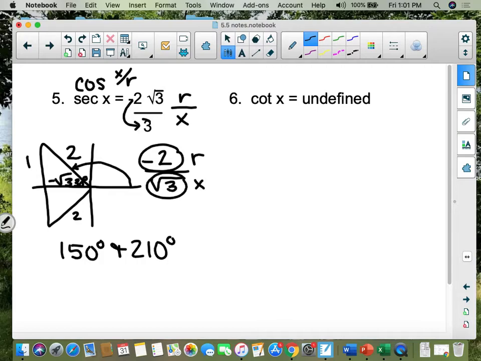Instead of doing cotangent, let's do sine of x equals a negative 1. Let's do that one instead.